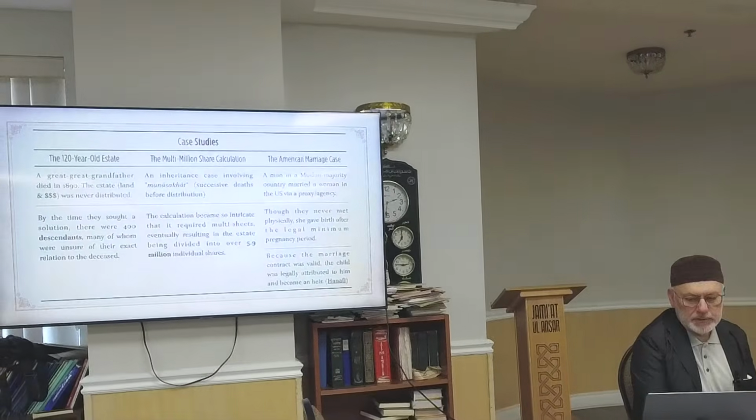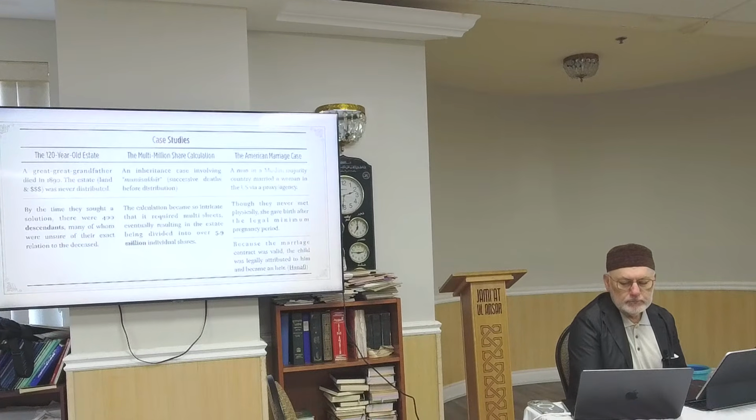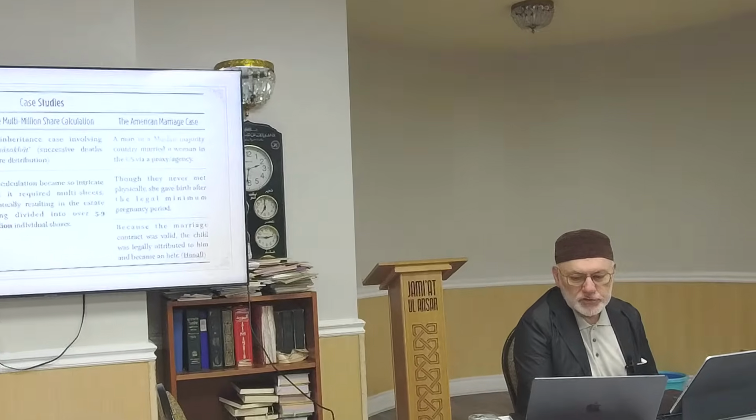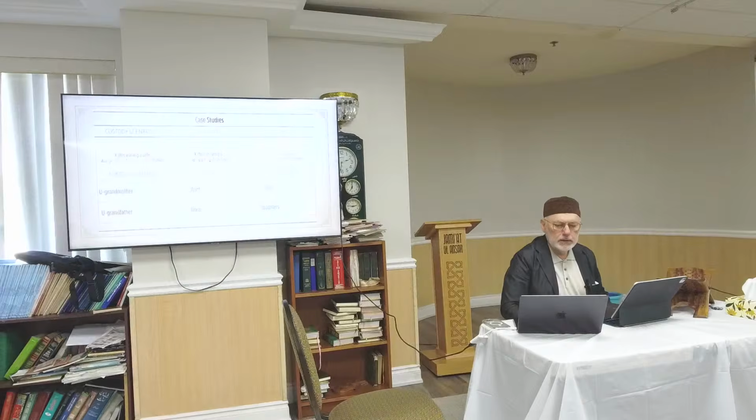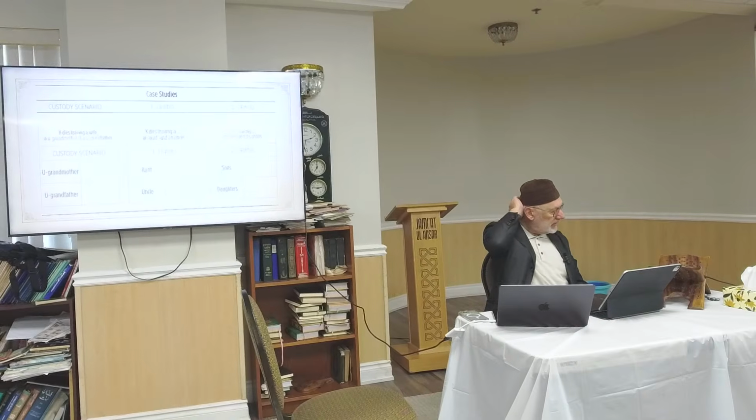Because the marriage contract, unless it's contested, and you have to go through a whole process, because the marriage contract was valid, the child was legally attributed to him and became an heir. This is acceptable in the Hanafi school. There's a process, but it can be acceptable. In the other schools, they have a different process for it. Let's take some case studies before we talk about the theory, these are just examples.